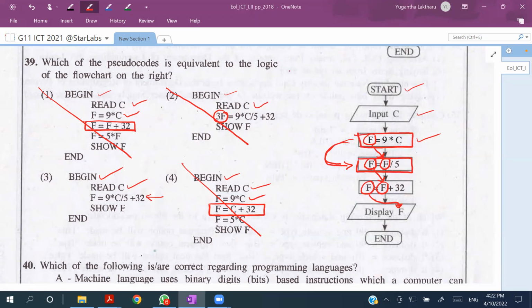It says multiply 9 with C, which is this part of the F, and divide it by 5, which is this part, and then add 32, which is this part. All right, so that is why the third one is going to be the correct answer. Right, so the 39th, the third one is the answer. People, is that clear?